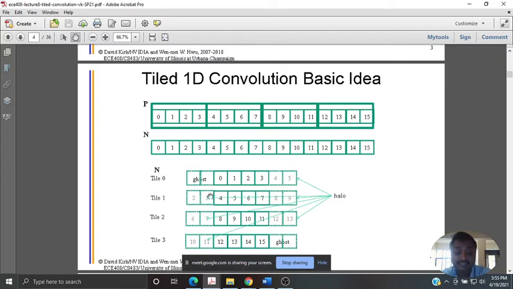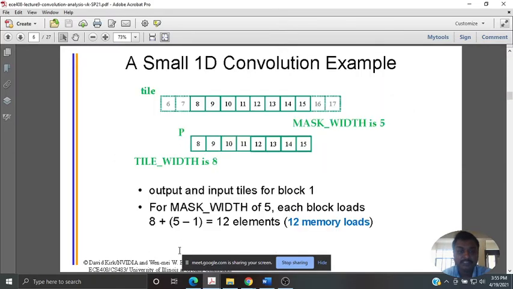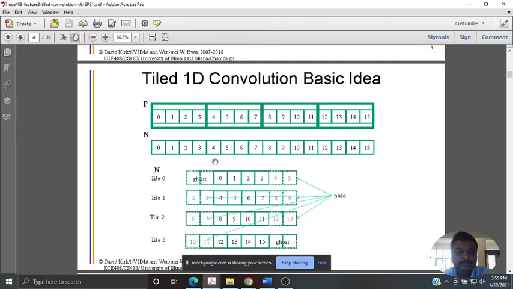Just for the sake of simplicity, I will show you an instance. The input tile width is the output tile size plus the mask size minus 1. The mask size is 5 in this example, so 4 plus 5 minus 1, that is 4 plus 4, is 8. So a total of 8 input elements are considered whenever you are going for a computation.